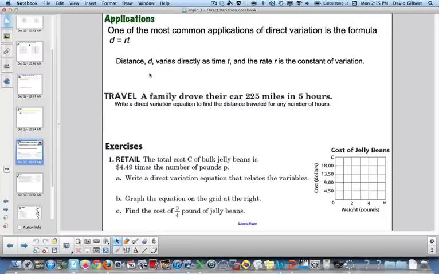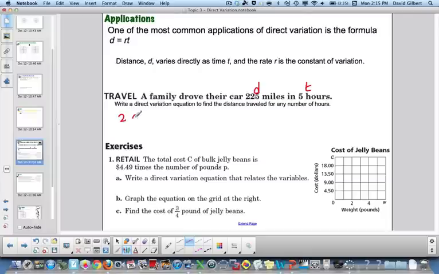Finally, now we're going to talk about the applications of some of these direct variations. So the most common one would be the distance equals rate times time formula. So this is a velocity equation as well. So this would apply to this problem here. So if you drove 225 miles, that's your distance. Your time was 5 hours, and we want to know the rate. So you just plug in the numbers.